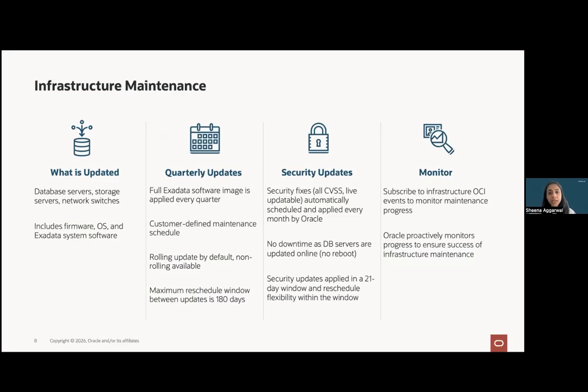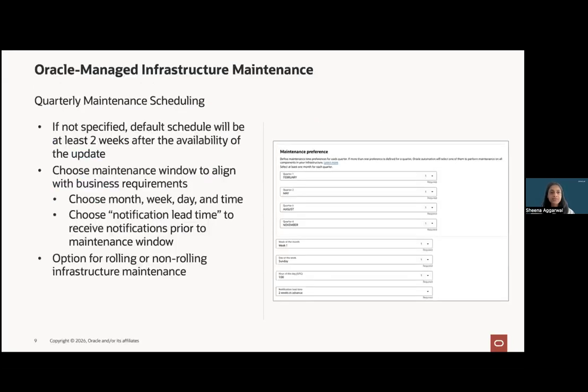There are also security updates that are applied in a 21-day window, with reschedule flexibility if you want. These are automatically applied every month by Oracle, and there's no downtime on the DB. The DB servers are updated online. There's also a way that you can monitor all of these updates and upgrades, which we'll look at towards the end of this session. You can subscribe to infrastructure OCI events to monitor your maintenance progress, and Oracle also proactively monitors the progress to ensure the success of your infrastructure maintenance.